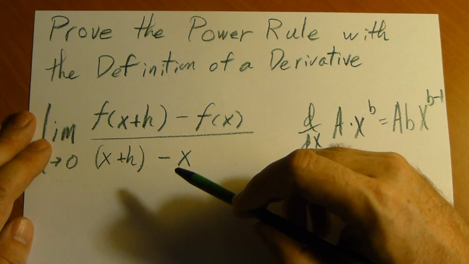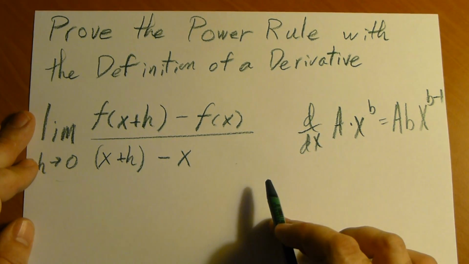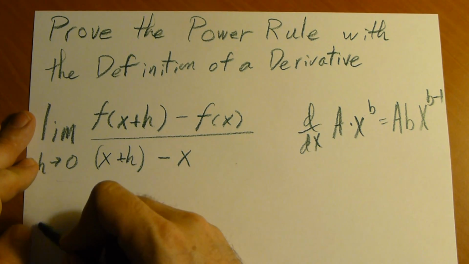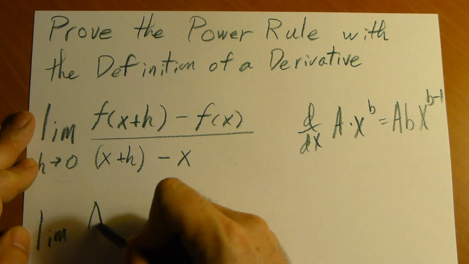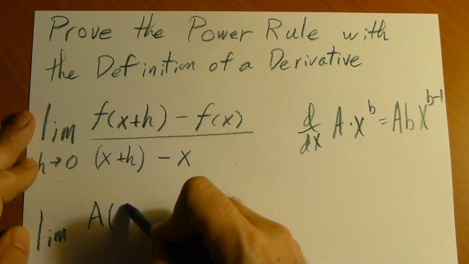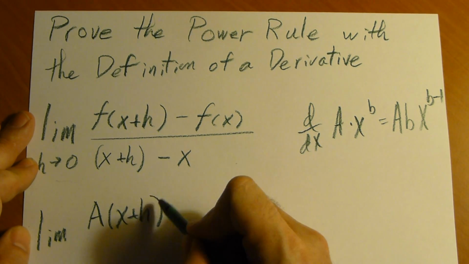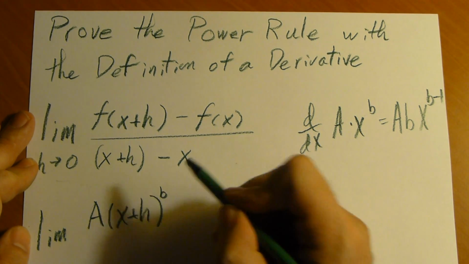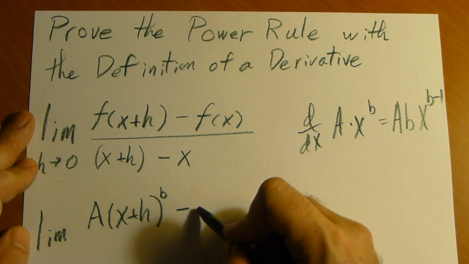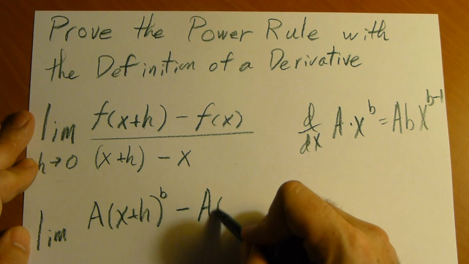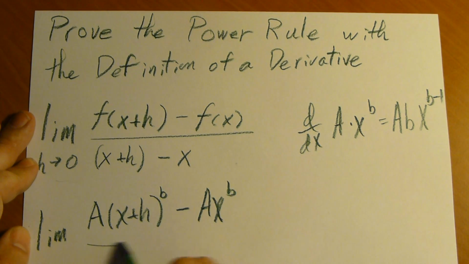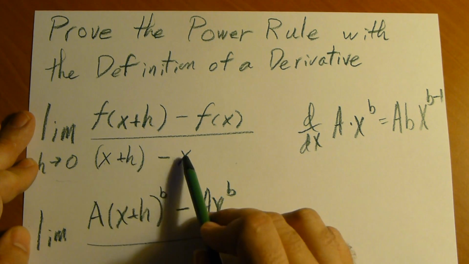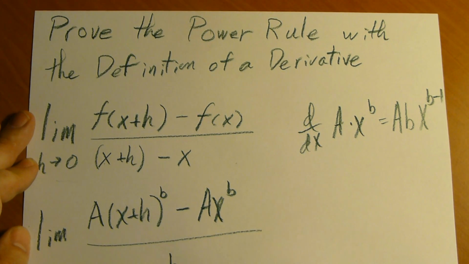First of all, we'll start right here. We simply plug it right in. So we have the limit of a times (x plus h) to the power of b minus a times x to the b, all over, well, x minus x, that cancels out, we just have h, which is usually how we see the definition written.